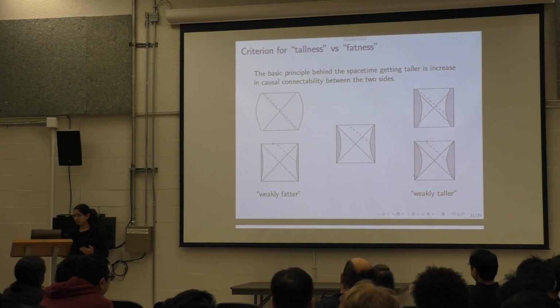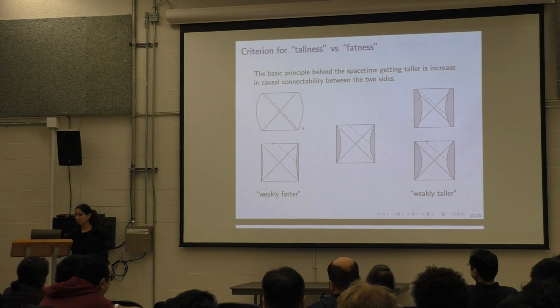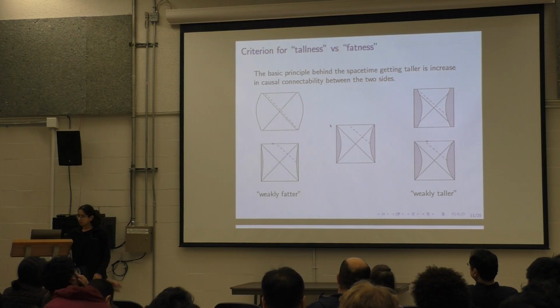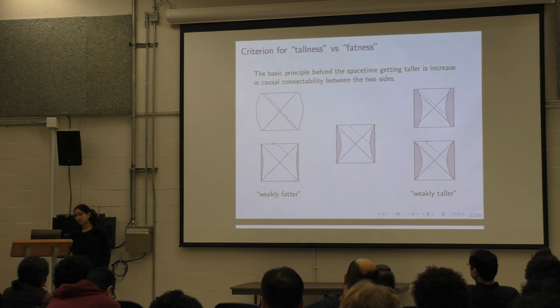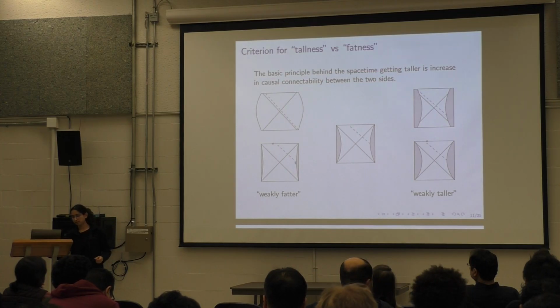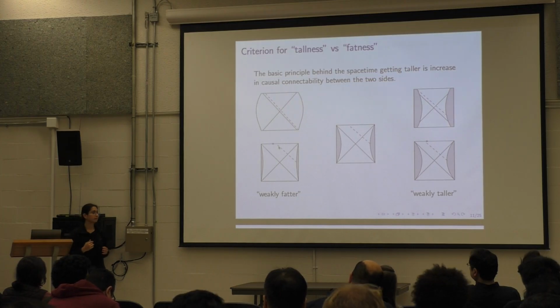So similarly, the space-time can get fatter, which means that no two points on the boundary are causally connected. So not even the points that are at t equals negative infinity and t equals positive infinity on either boundary. And similarly, the space-time can get weakly fatter, which just means that the points at negative infinity over here and positive infinity over here are still causally connected. However, the light cone of some point on the boundary contracts and gets shorter.